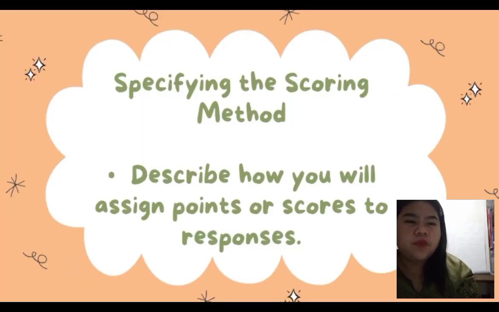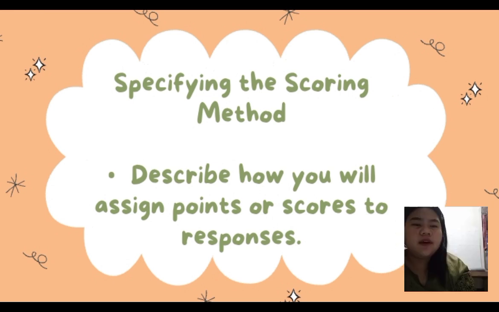How will we assign points or scores to responses? Will it be a simple right-wrong system? Or will we give partial credit for partially correct answers? The scoring method must be clear, consistent, and fair. A poorly defined scoring system can lead to inaccurate and unfair results.